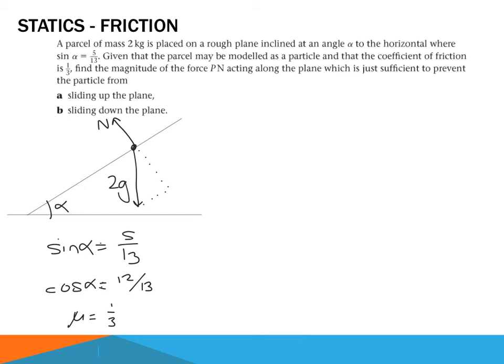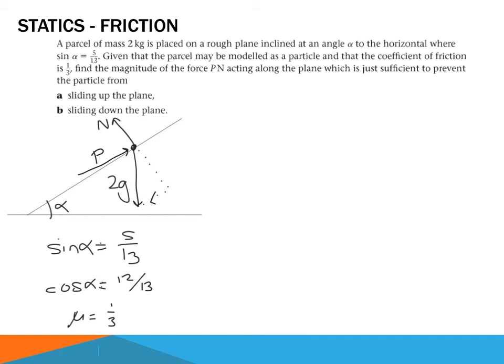Right, now onto the trickier bit. We know it's a rough inclined plane, so we know that there's some friction, but we've got to look at this P force acting along the plane, so parallel to the plane this way, which is just sufficient to prevent, firstly, the particle from sliding up, and secondly, the particle from sliding down. So, in both cases, because the only force acting on this so far is downwards, P's obviously got to be acting upwards, otherwise it's definitely going to fall down, and neither of these situations would hold. So P is always going this way for both situations.